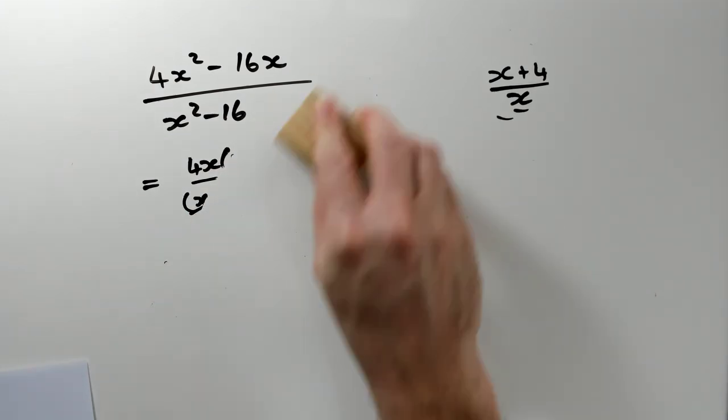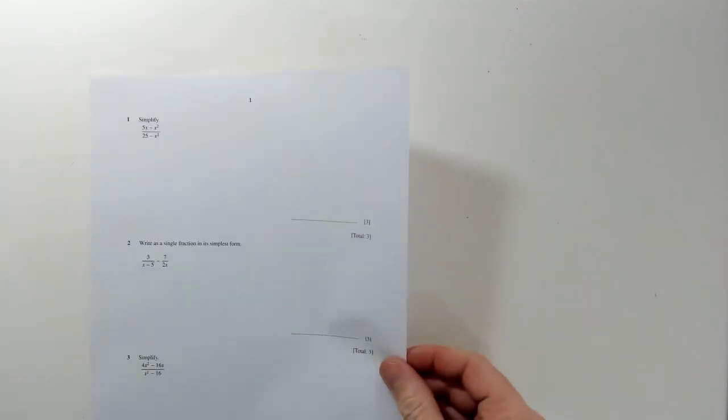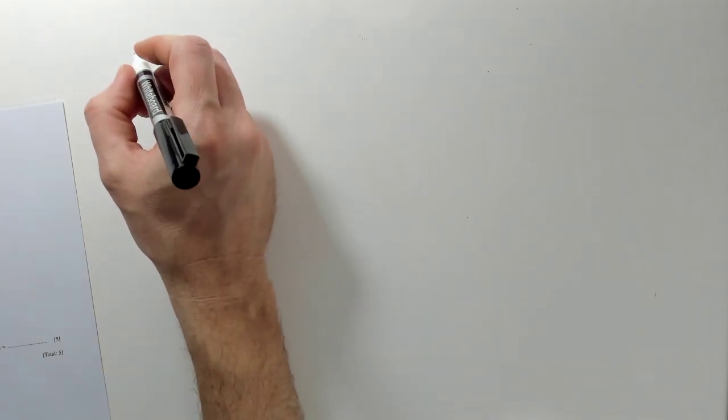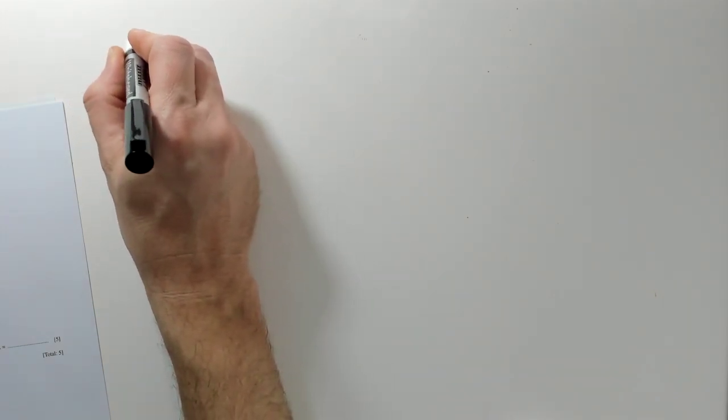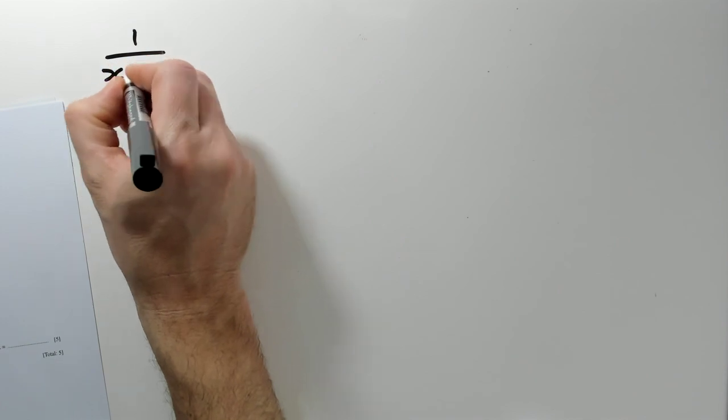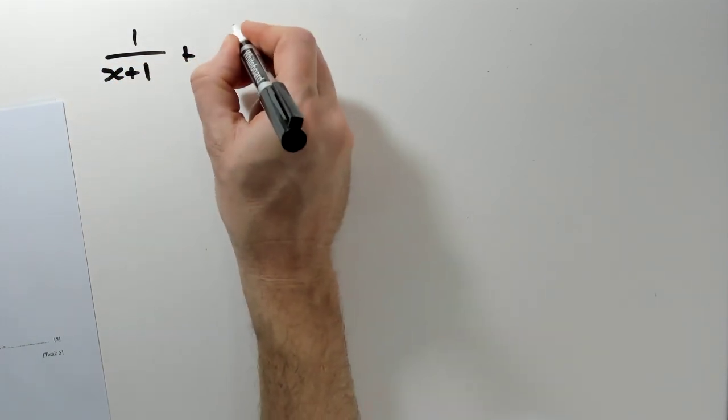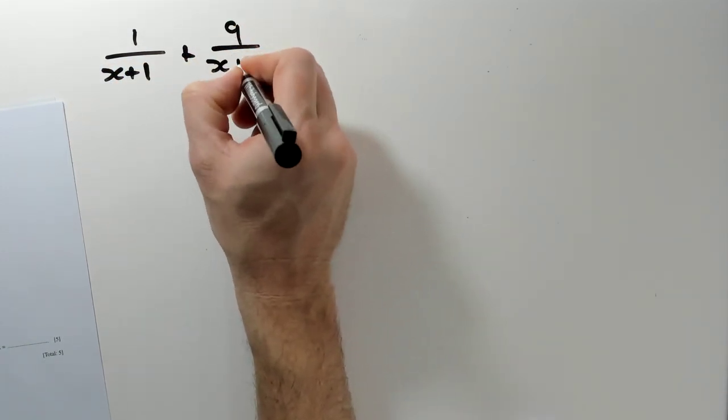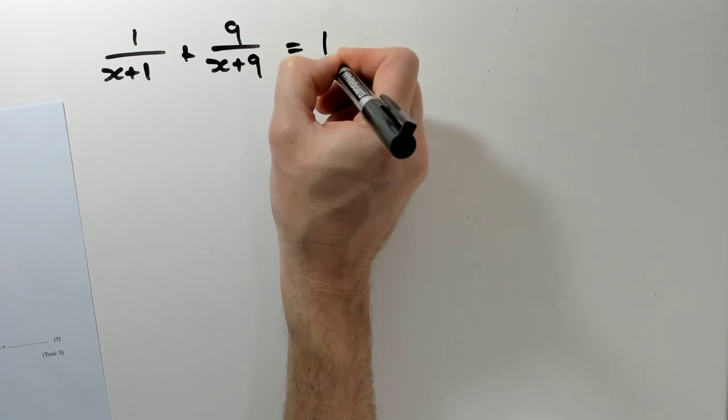Okay, let's do the next one. Ooh, there's a little, what is this? Equation 1 over x plus 1 plus 9 over x plus 9 is equal to 1.